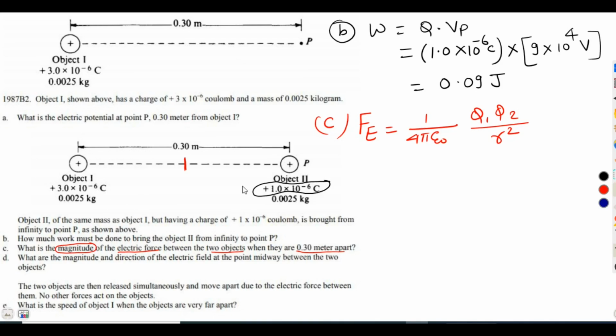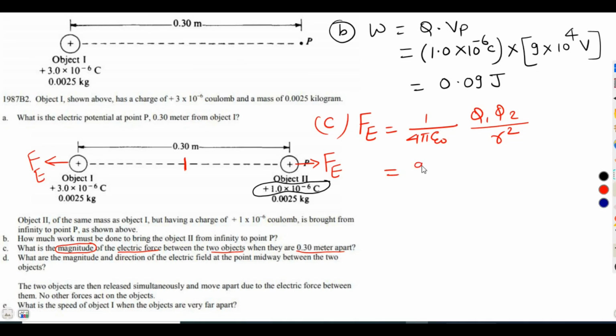Direction wise, since both charges have the same sign, that is positive and positive, the nature of the force will be repulsive. Both objects will have equal and opposite force, right? So this will be Fe and this will also be Fe. This will be repulsive in nature because the signs of both charges are the same.